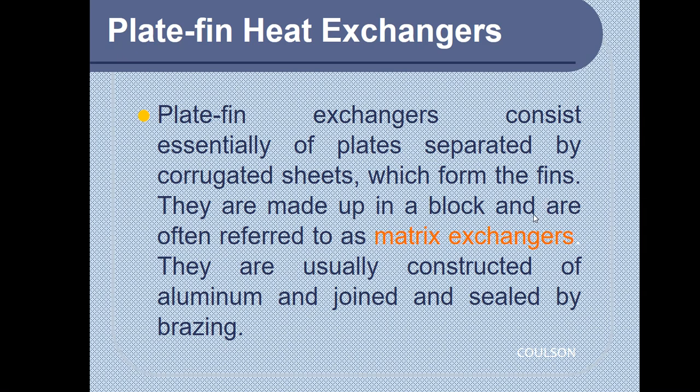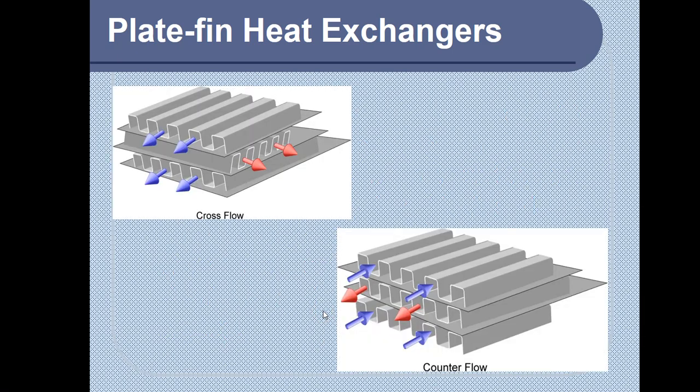In this particular setup, we refer to our block of plates as the matrix exchanger. Normally, the material used is aluminum, and the plates are joined and sealed by brazing. And this is the case of the plate fin heat exchanger. In between the plates, you have these corrugated sheets. This particular orientation is cross flow. The fluid to be heated is the blue, and the red one is the heating medium. So they're flowing across each other in a cross flow manner.